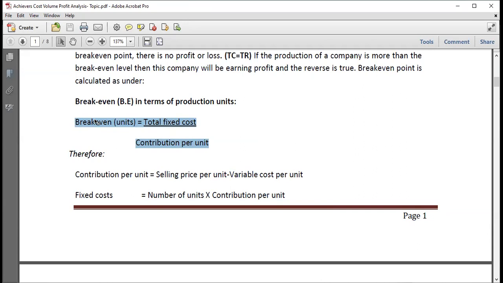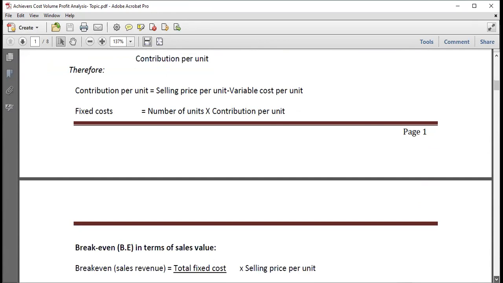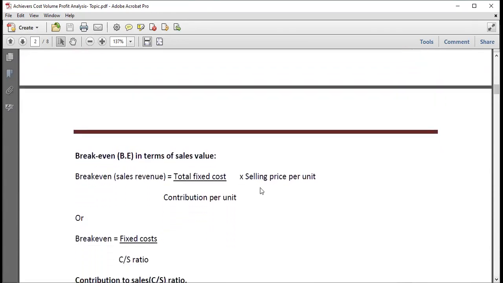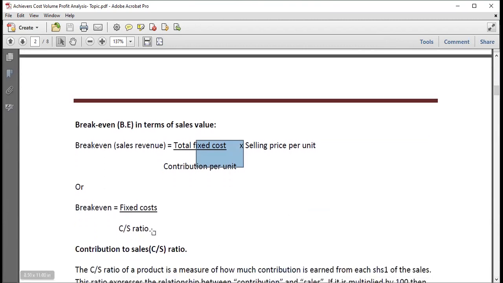So it's very important for us to appreciate these formulas, and not just cram them, but know where they actually come from. So break even in terms of sales value, break even sales revenue. Break even will equal the total fixed cost divided by the contribution per unit times the selling price per unit. We've already done this and we've gone ahead to come to this formula.